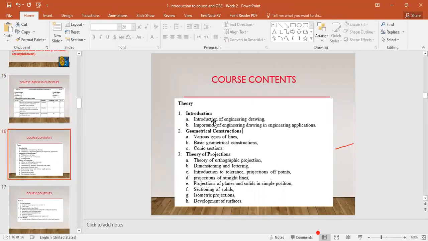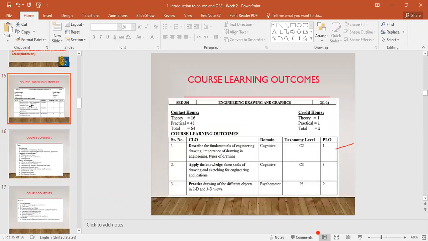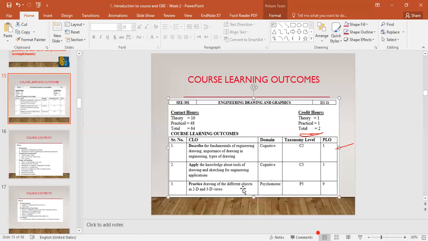So these are some detailed contents. Sorry, I missed something. Two CLOs we have discussed. These are under the cognitive domain, meaning these are the CLOs that come under theoretical learning or the theory portion. And one CLO from the psychomotor domain, to practice drawings of different objects in 2D and 3D views, comes under the psychomotor domain, which relates to practical learning.